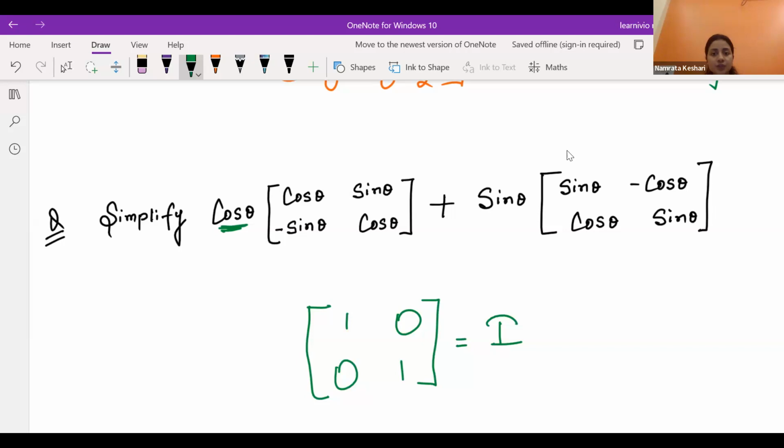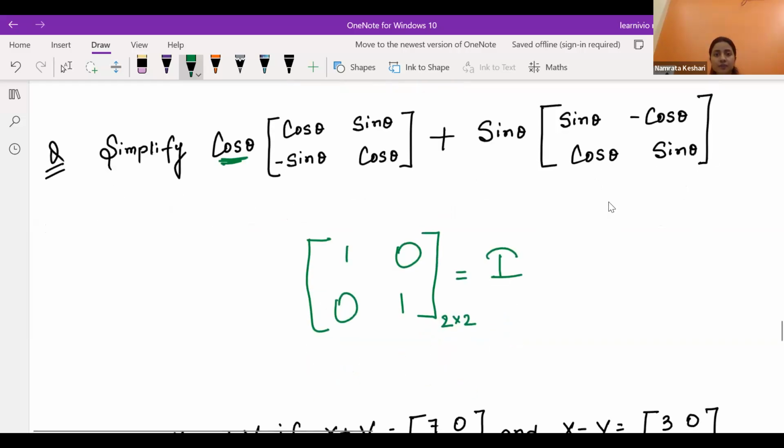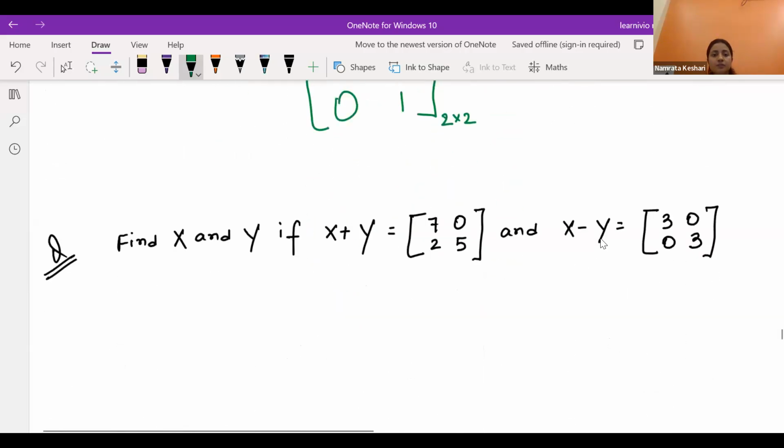Identity, diagonal, square, and what else? Scalar. Yeah, scalar. Okay. Next.